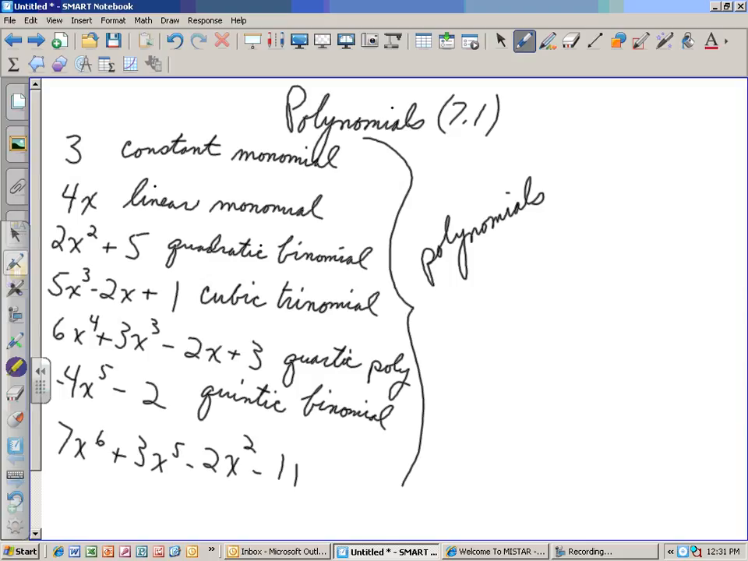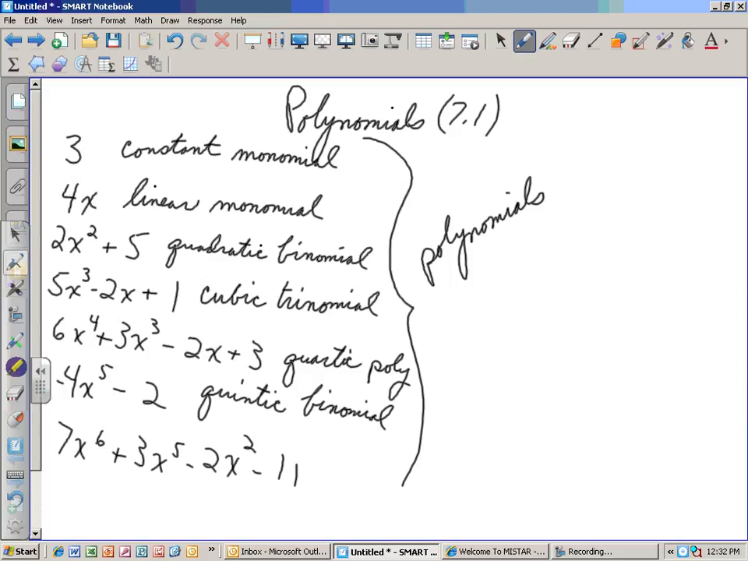If it has 1 term, it is a monomial. 2 terms, binomial. 3 terms, trinomial. More than 3 terms, polynomial. We have a constant, linear, quadratic, cubic, quartic, quintic.